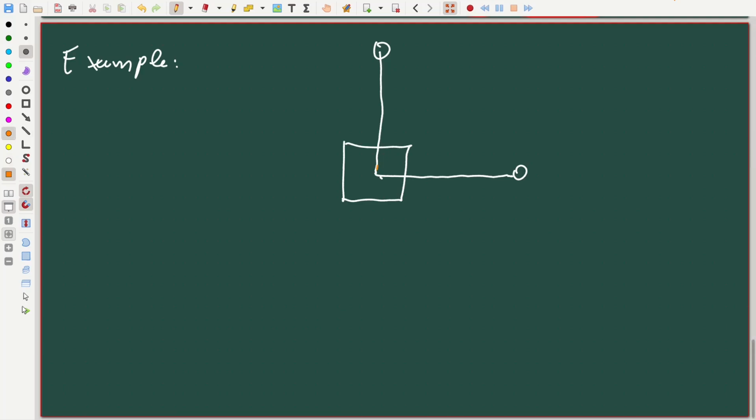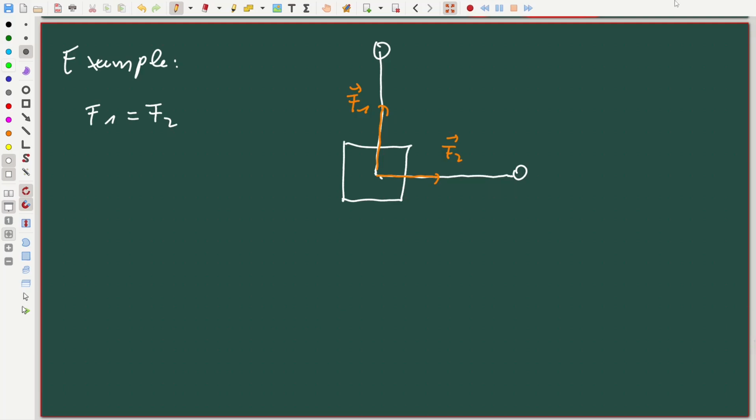One is pointing in this direction, and this we call maybe F1. And we have another force pointing in this direction, and this could be called F2. What we can also say here is that the magnitudes of these two forces, F1 and F2, are identical. So F1 is equal to F2, but the directions are of course different.